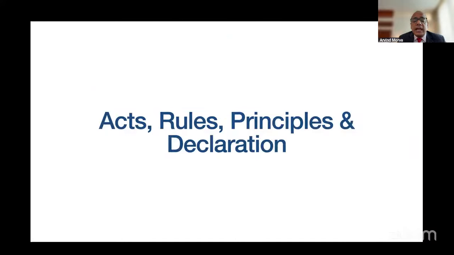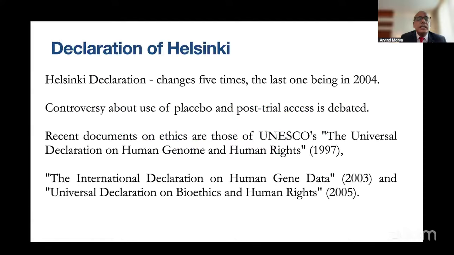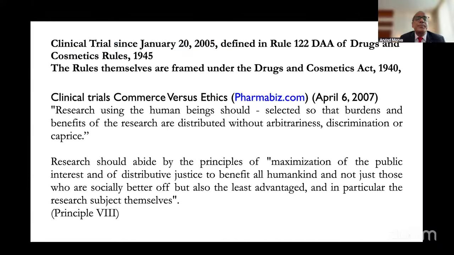Now coming to the acts, rules, principles, and declarations. There is the Declaration of Helsinki, and it has been changed 5 times. There is controversy about the use of placebo, and post-trial access is debatable. Then there is the Declaration on Human Genome and Human Rights by UNESCO, the International Declaration on Human Gene Data, as well as the Universal Declaration on Bioethics and Human Rights.